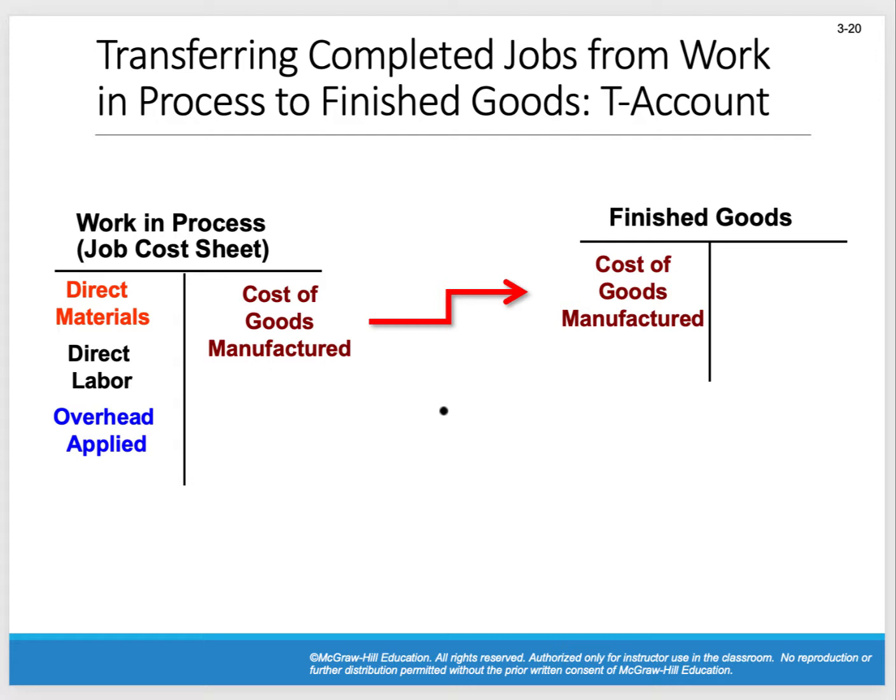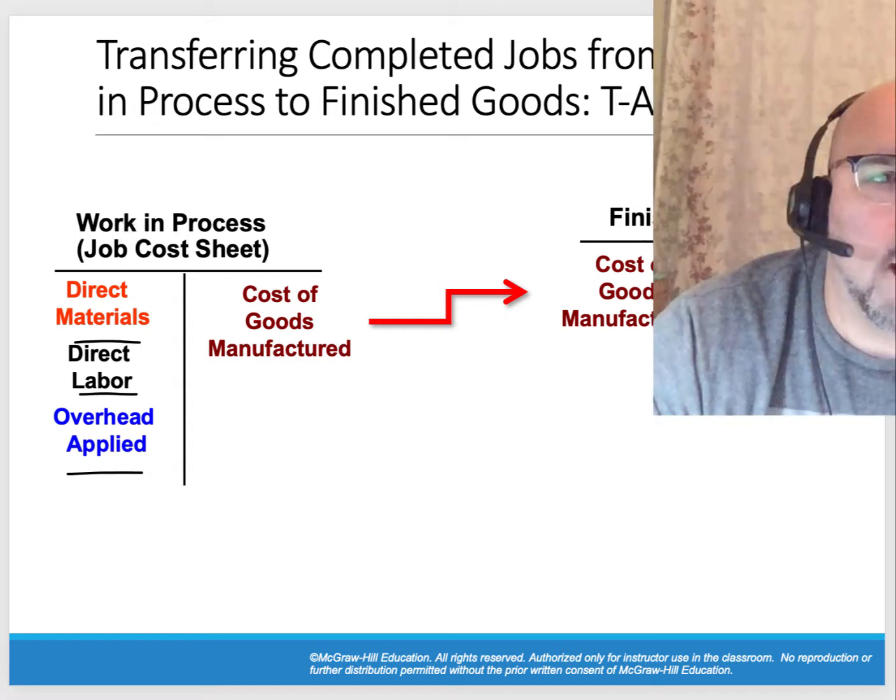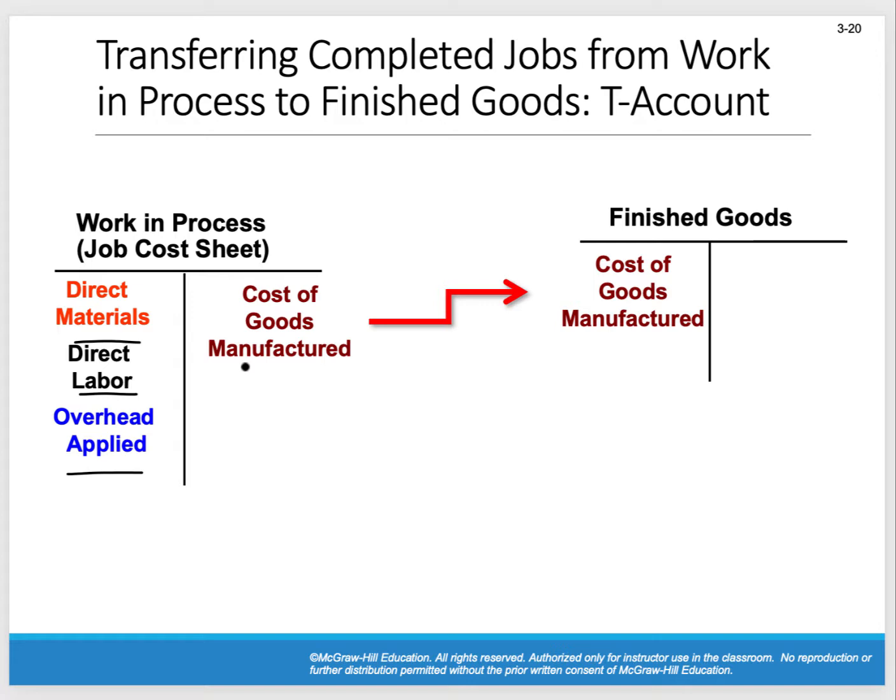Okay, so here's the next thing you need to know. Transferring completed jobs from work in process to the finished goods account. That means that the units that we produced are now completely done. They need to get out of the WIP account and go into the finished goods account. How do we make that happen? Well, all the cost of goods manufactured, which is all the direct material that was incurred, all the direct labor that was incurred, all the overhead that we applied, needs to leave the work in process account and go into our finished goods account.